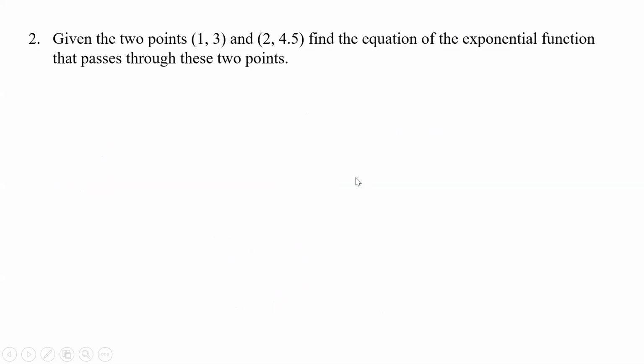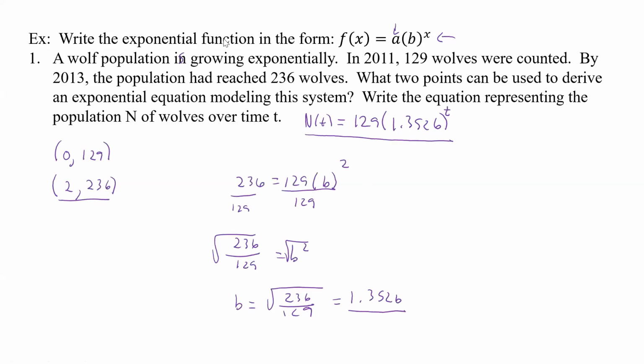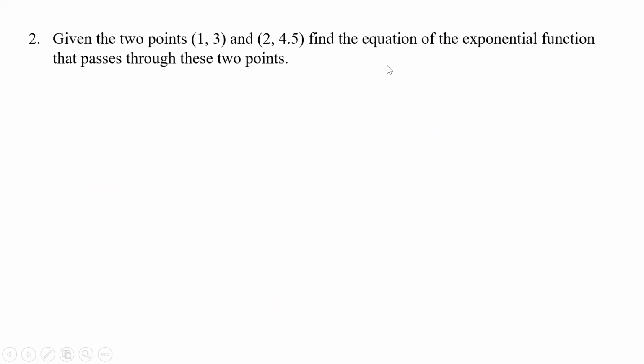All right, so what about one where we have two different numbers? So this one, they just give us two numbers. And so what are we going to do? Well, we're going to use, again, this initial function and plug it in, and we'll end up with two equations and two unknowns. We'll have 3 equals ab to the 1. And this one will have 4.5 equals ab squared.